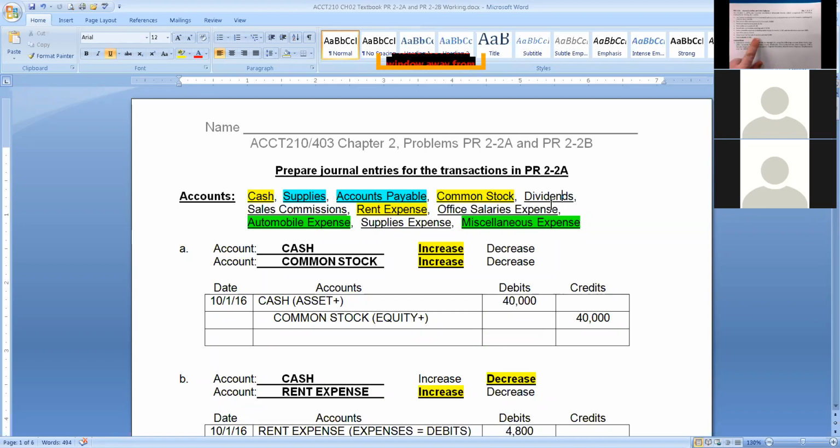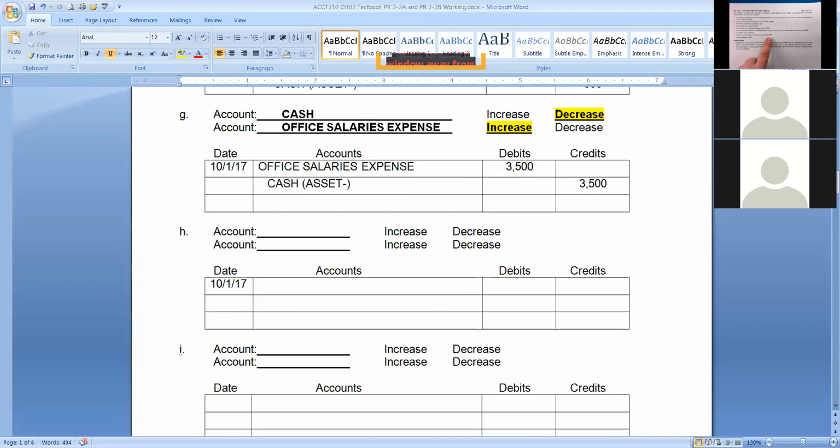Okay, the actual supplies are going to go down. We've used up 1,300 of them. So the supplies account. So it's going to be supplies expense and supplies. So let's go down here. Let's take the easy one, the supplies expense.